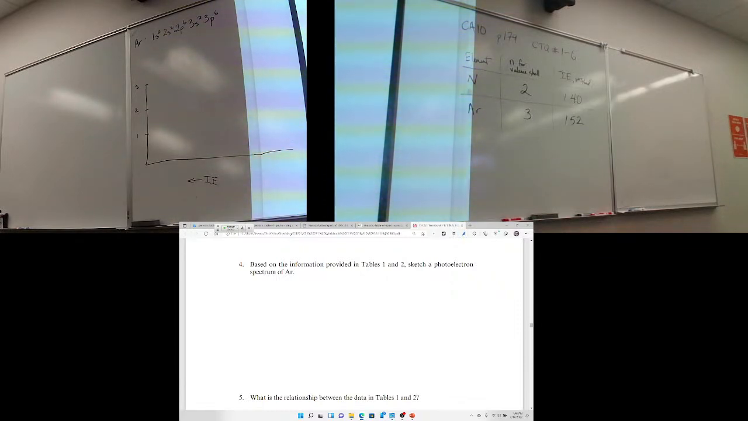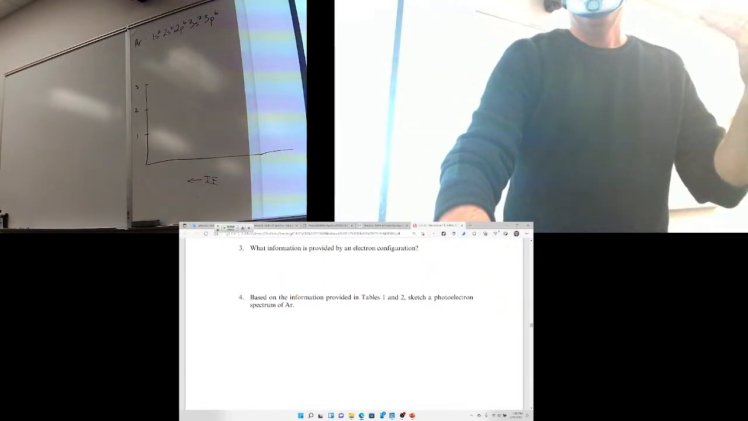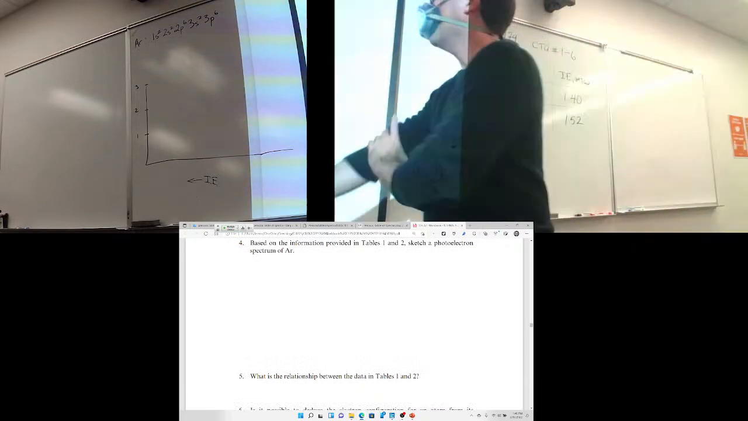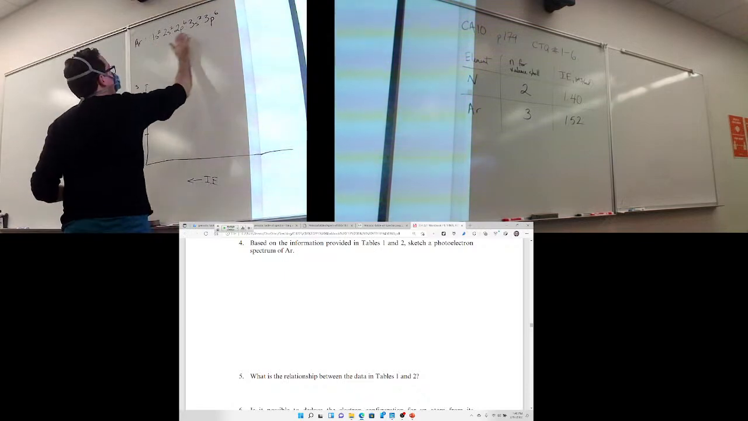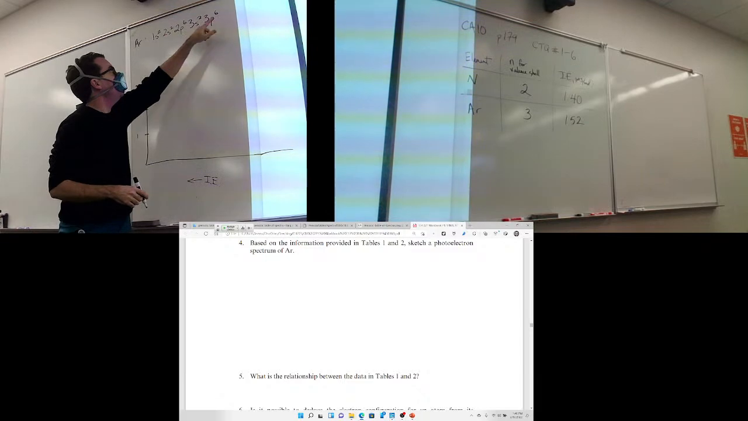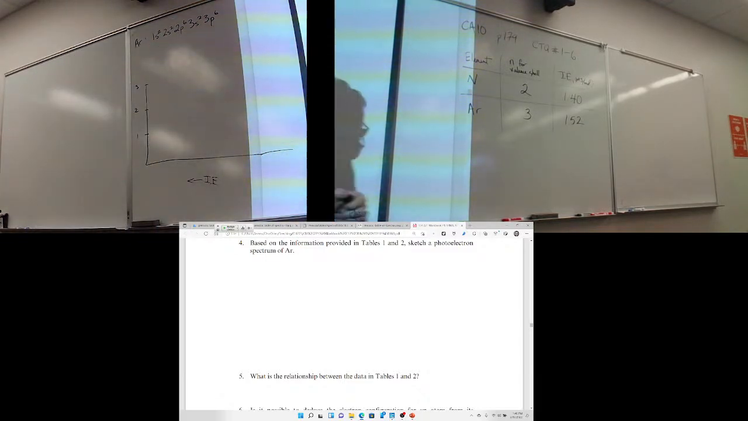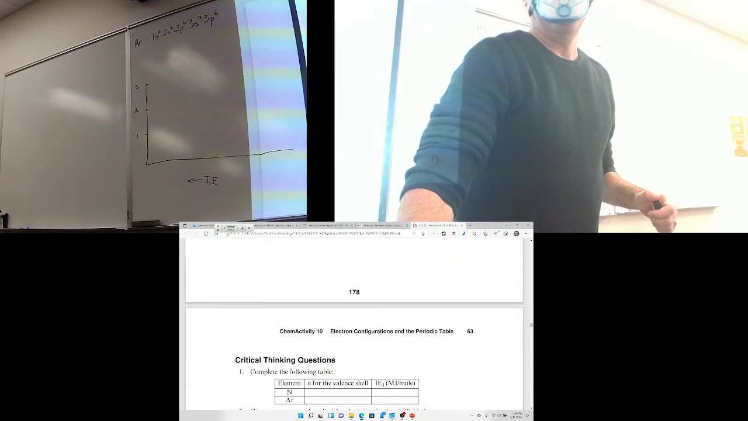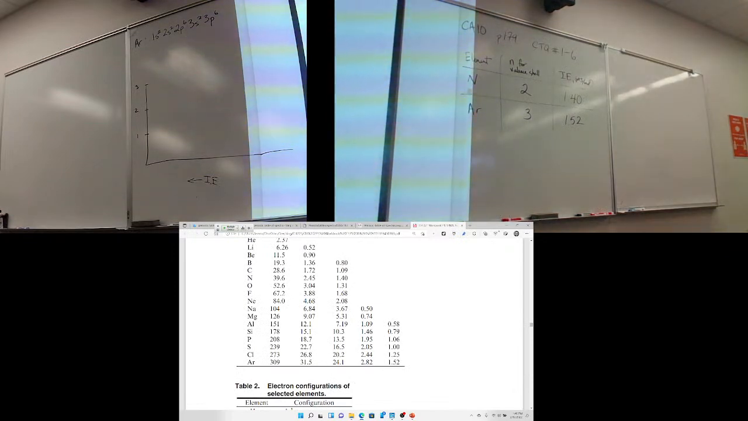All right, let's talk about the answers real quick. I think everybody got this part fine. The technique is photoelectron spectroscopy. The photoelectron spectrum of argon: you can use both pieces of information. You can use the electron configuration, which tells you how many electrons are in every peak, in combination with the photoelectron energy. The other chart tells you not how many electrons, but what the energy is.